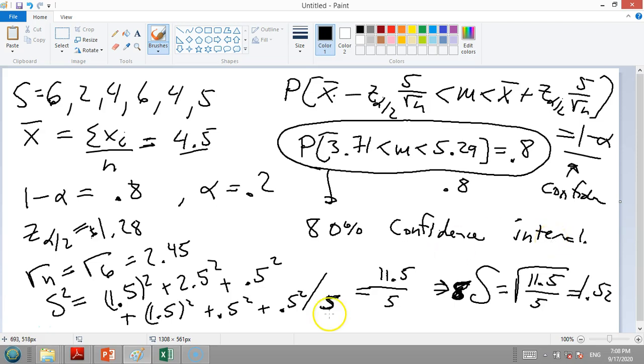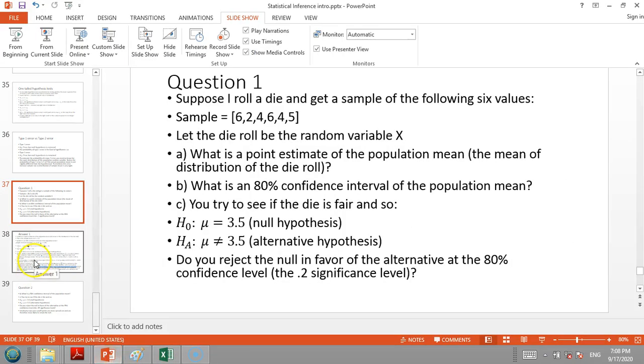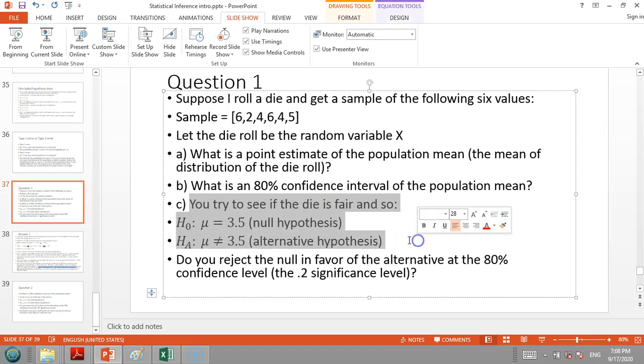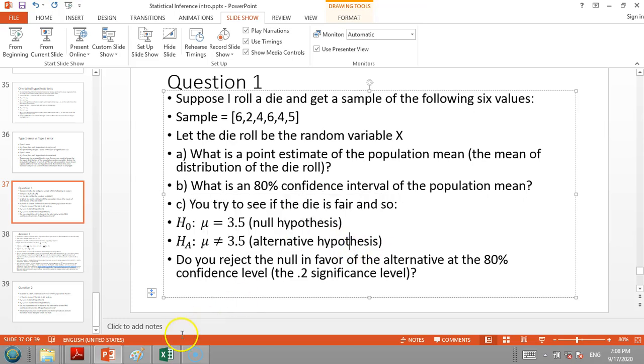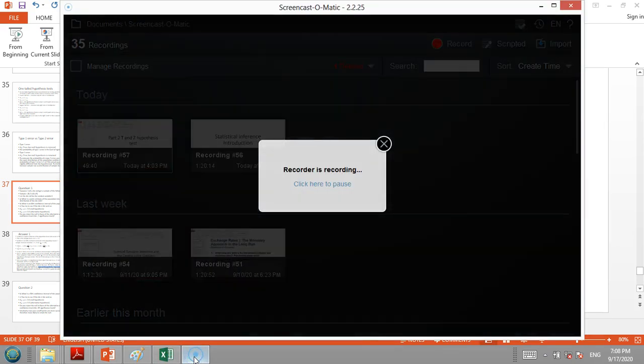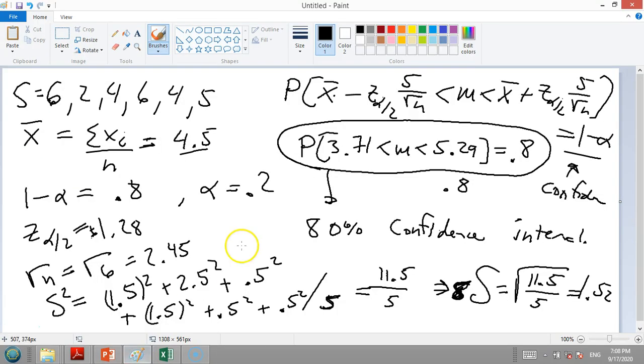Okay, moving on now. Last but not least, you can do a hypothesis test. So let's just do a z-test for now. A z-test.